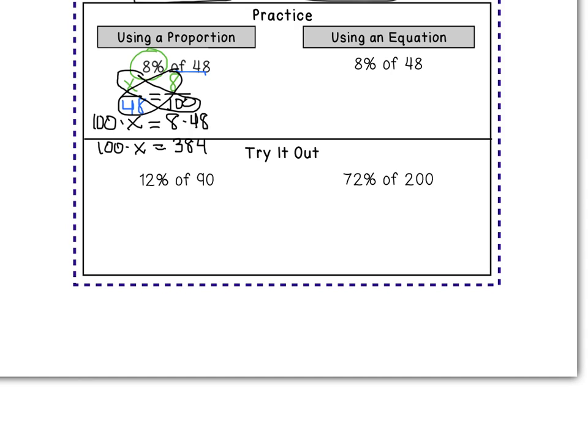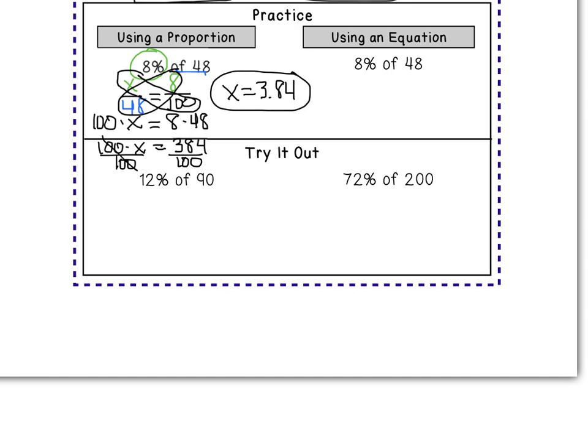Now, according to this equation, I have 100 times X equals 384. So that means I'm going to have to solve for X by dividing both sides by my coefficient, or the number in front of X. In this case, it's 100. So X equals 384/100. Did you get it right?